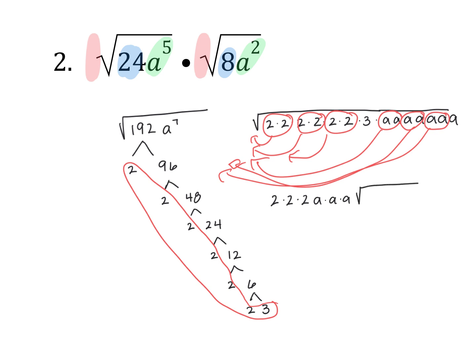And then underneath my radical is what's left over. When I look, I have this 3 left over, so my 3 is going to come out. And I have this A left over. So this A is going to be right here.